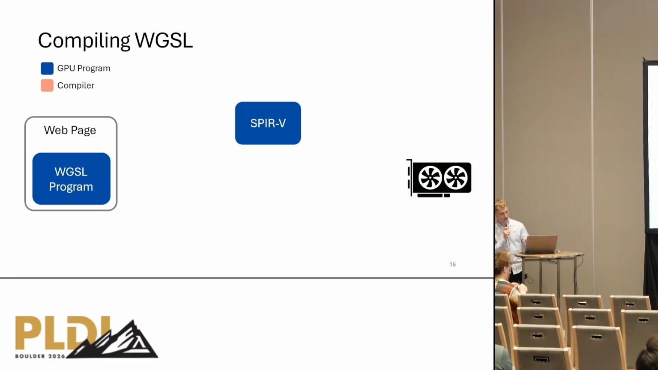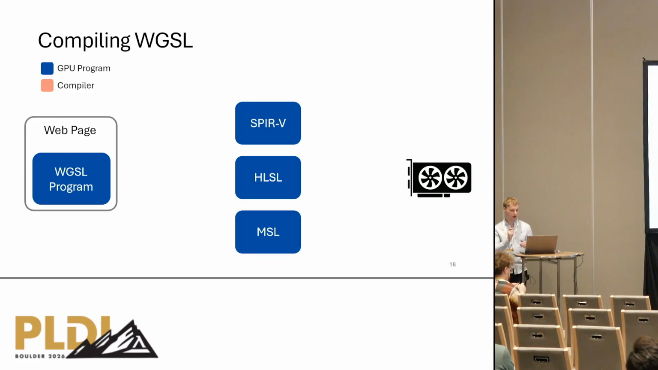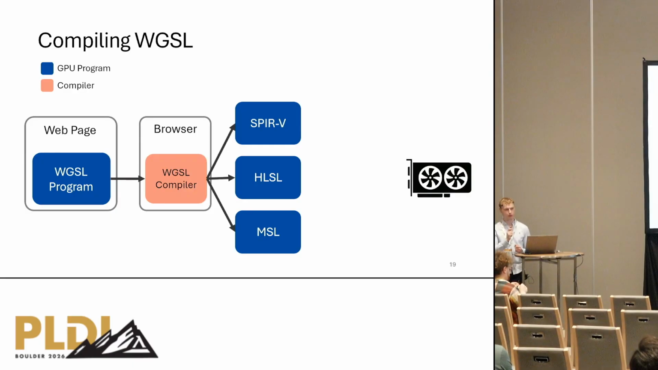So on Linux, Wigzel is compiled to SPIR-V, on Windows it's compiled to HLSL, and on Apple it's compiled to MSL. And your browser is responsible for doing this compilation. So Chrome has a Wigzel compiler, Firefox has a Wigzel compiler, and so does Safari. And then this means that the language tooling for HLSL, SPIR-V, and MSL can deal with compiling to something that can run on your GPU.